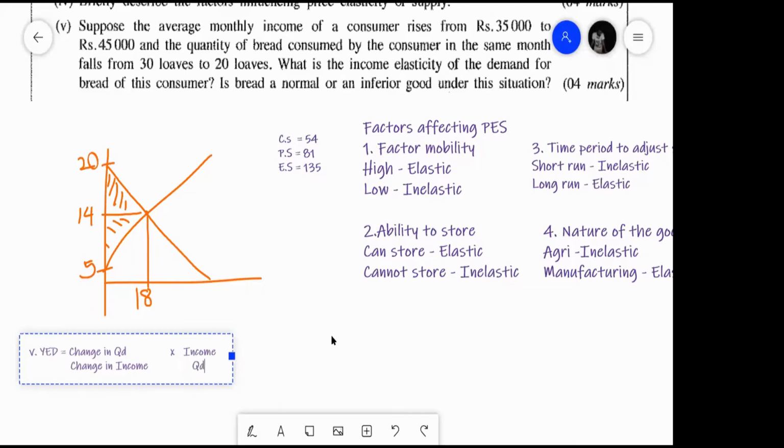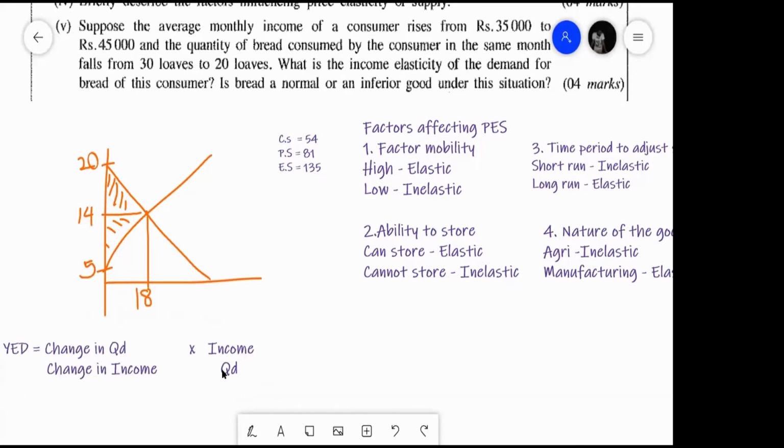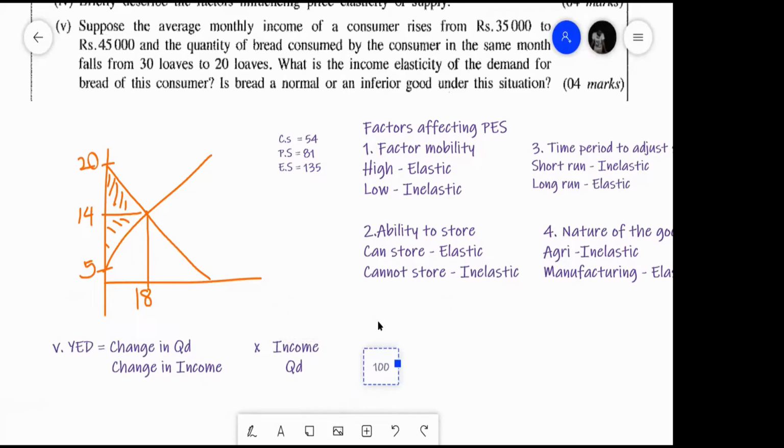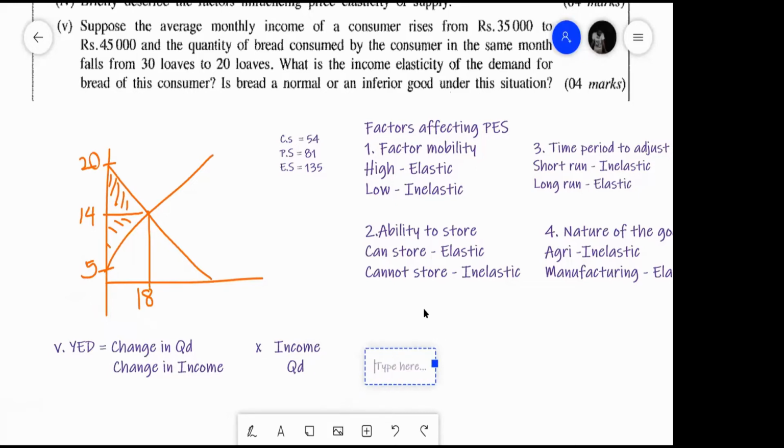So what values do you have to put in? For the fifth question, the change in quantity demand: quantity demand is going from 30 to 20, so it's a minus 10. The change in income is a plus 10,000. And then in income, you can either put the initial income or you can put the average income. Both will give you the same thing.